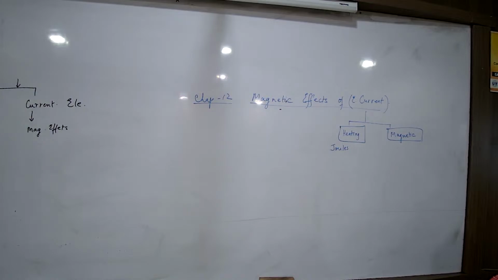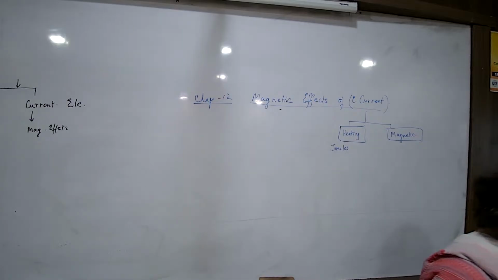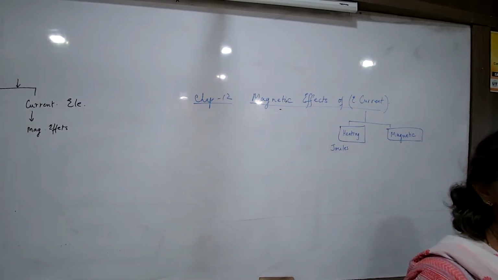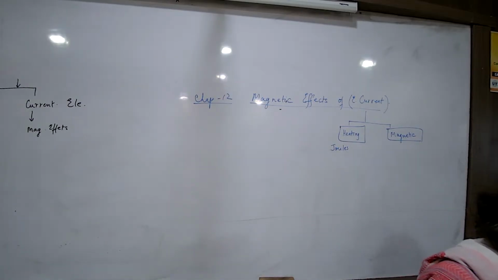Further, he also noticed another thing. When he reversed the direction of the current, instead of passing it in one direction, if at all he is able to pass the current in another direction, what did he find? He found once again that there was a deflection taking place, but the deflection was in the opposite direction.